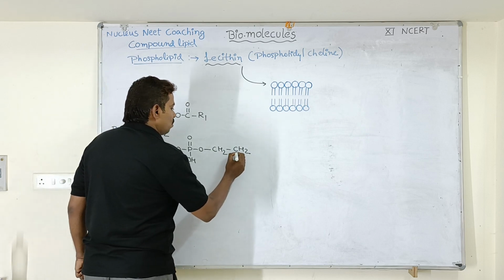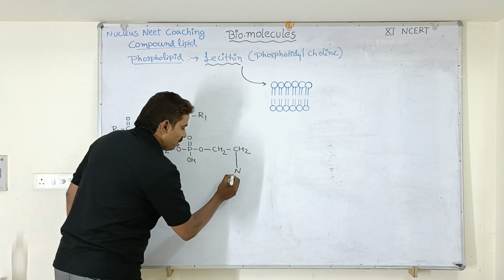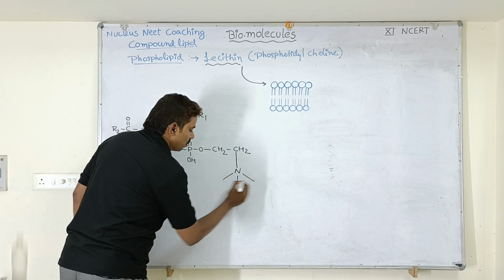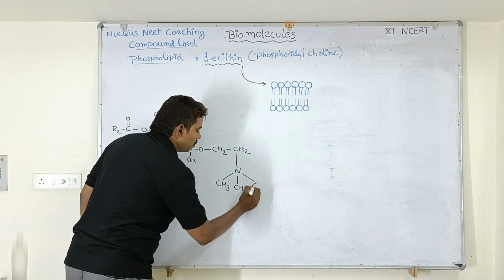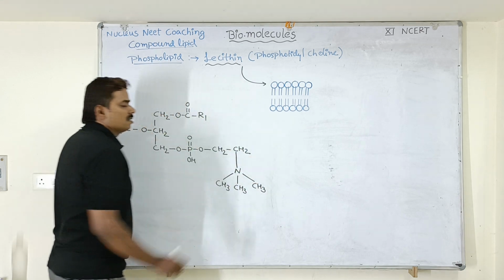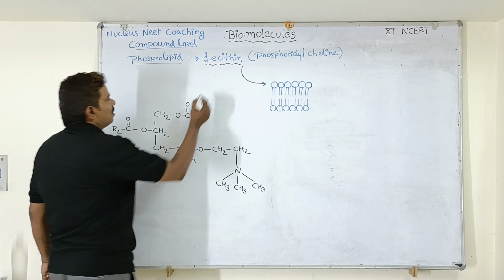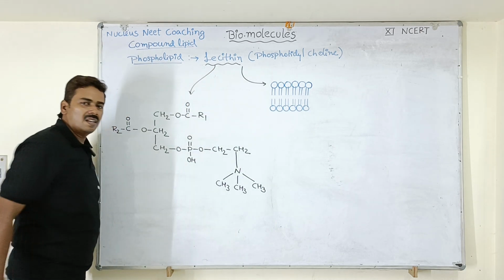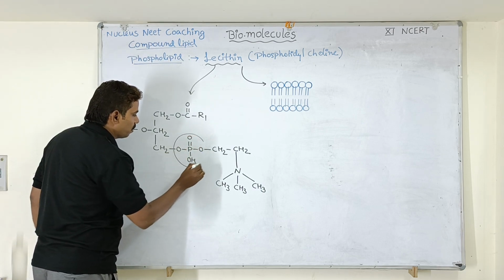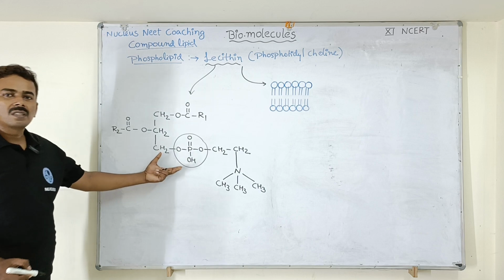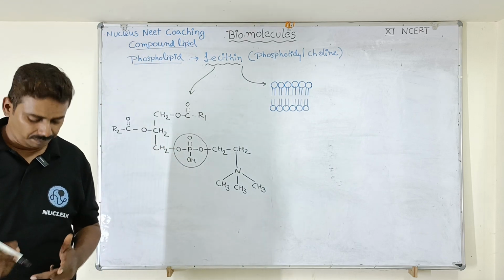Okay, the last CH2 group is attached to a nitrogen. The nitrogen is attached to 3 CH3 groups. The resultant structure, this is the structure of lecithin, a phospholipid. Where is the phosphate group? Here you can see, this is the phosphate group. So that's why we are calling this lipid molecule a phospholipid. Copy down this, students.